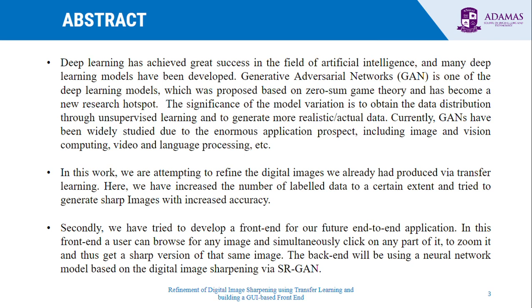In this project, we have majorly two objectives. Firstly, we are attempting to refine the digital images we already had produced via transfer learning, and secondly, we are trying to develop a front end where a user can click on any part of an image and the zoomed version of it will be simultaneously displayed on the other side.